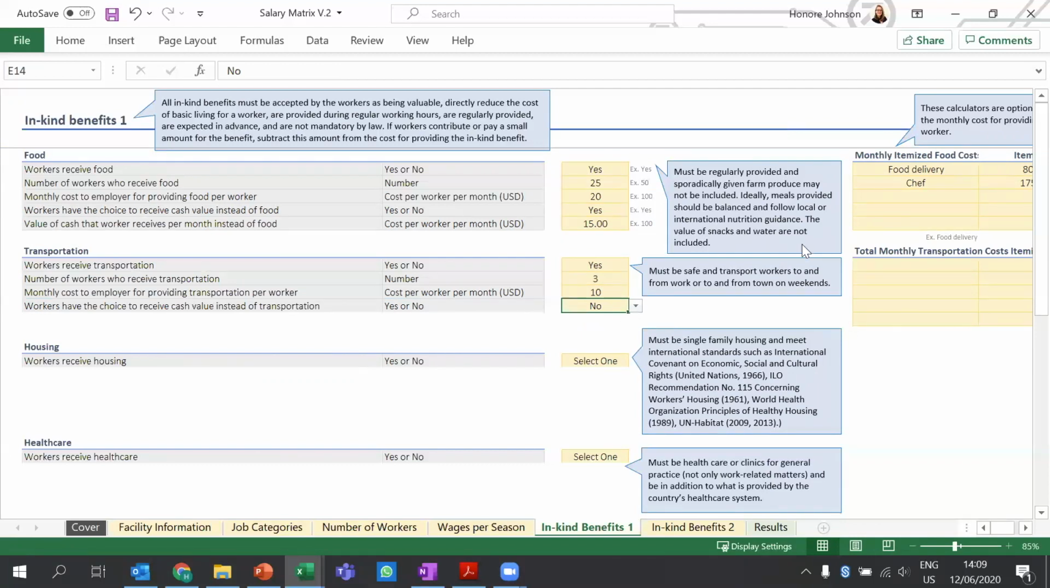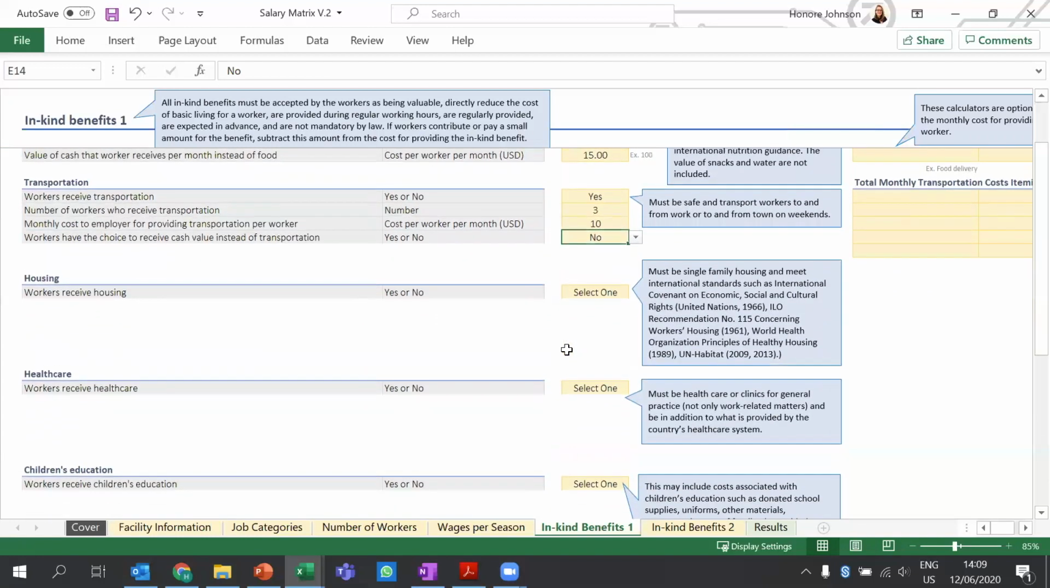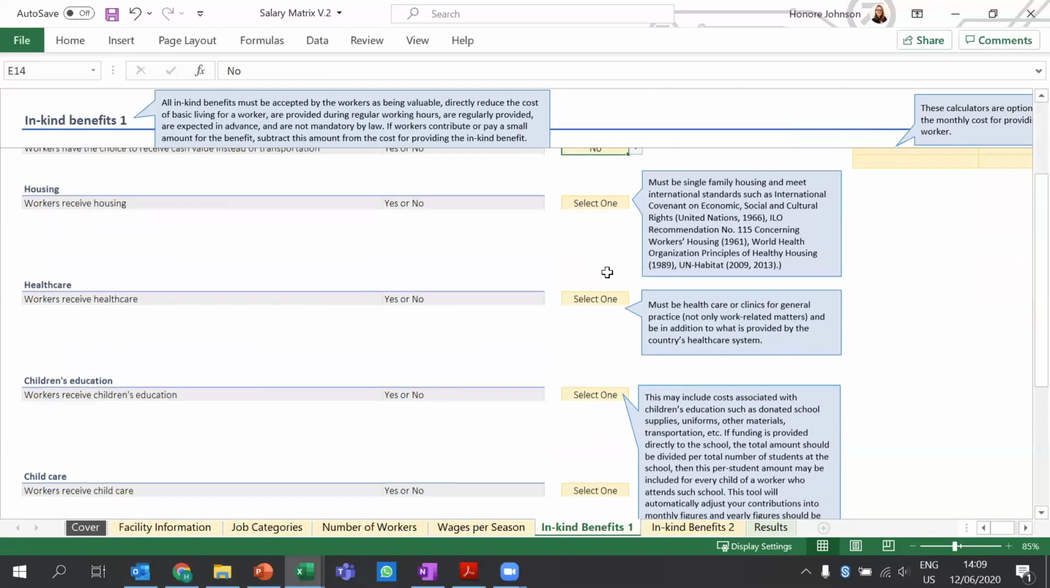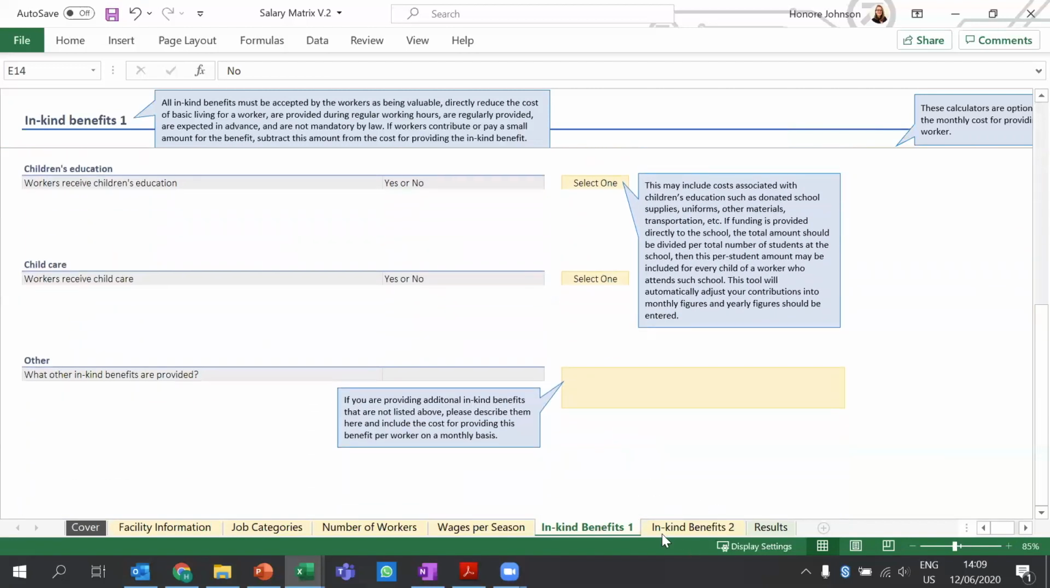It's important to always read the blue bubbles. Here we will see the specific requirements about transportation. Transportation must be safe and reliable and transport workers to and from work, as well as to and from town on weekends. Once we are done entering all the specifications for all the in-kind benefits, in this case, there are no more in-kind benefits provided at this facility, we can move to the next tab.